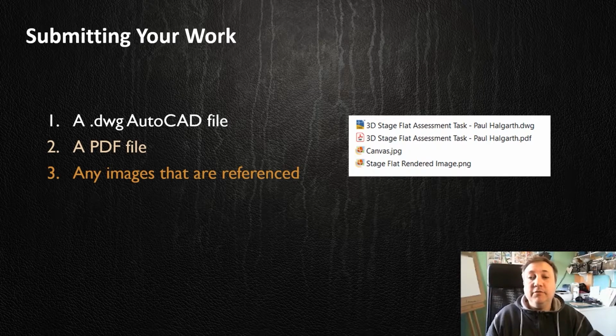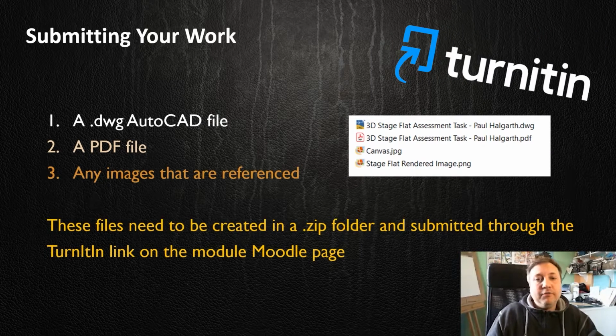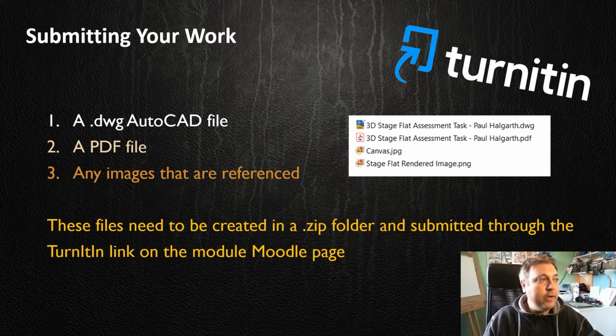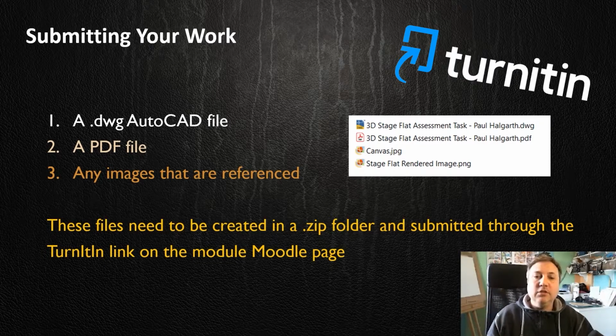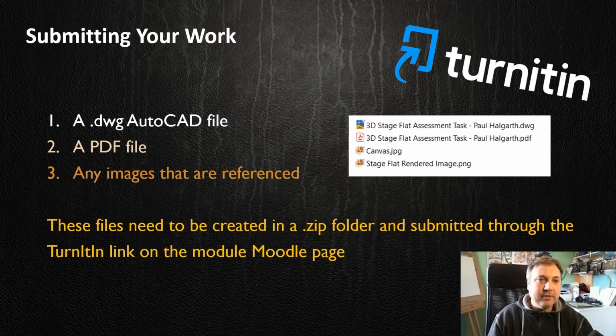You're going to have a DWG file, which is your AutoCAD drawing file with your name on it, a PDF file of your exported layout with your name on it, and then any other images that support that as well. And then you're going to need to zip that up into a folder, and I'll show you how to do that in a second on Windows, but I've put 2 links on Moodle, 2 very short videos that show you how to create a zip folder if you've never done it before. And you're going to submit that one zipped folder into Turnitin on Moodle. Okay, and I'll show you how to do that now.